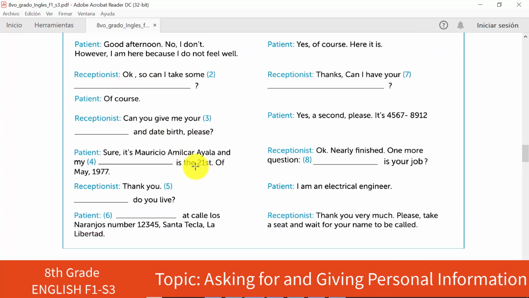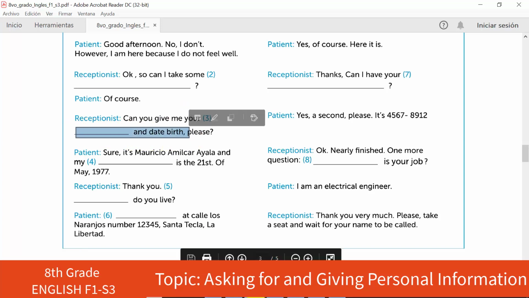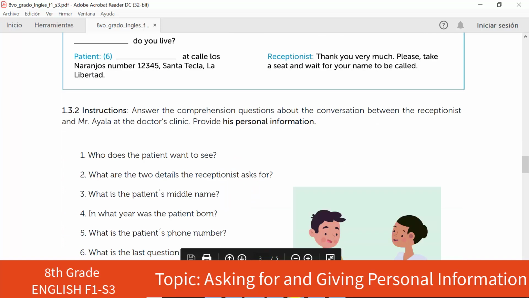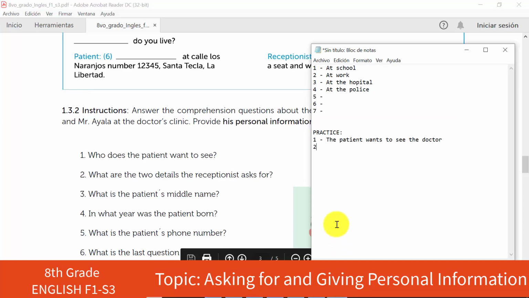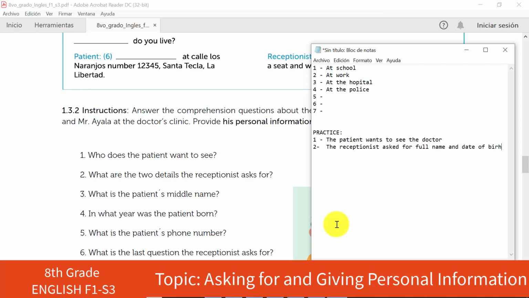Vamos a ver aquí lo que ya contesté yo. Mire lo que le preguntó. Le preguntó el name, el full name, and date of birth. ¿Ok? Entonces vamos a escribir eso allá. Number 2. The receptionist, la recepcionista, the receptionist asked for, le pidió, full name, nombre completo, and date of birth, ¿ok? Fecha de nacimiento, ¿sí?